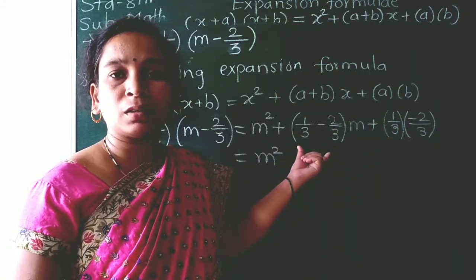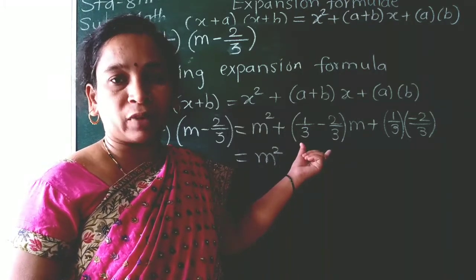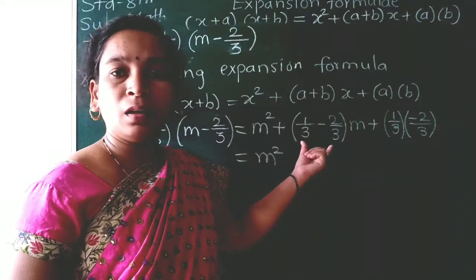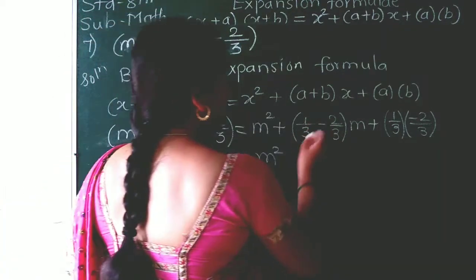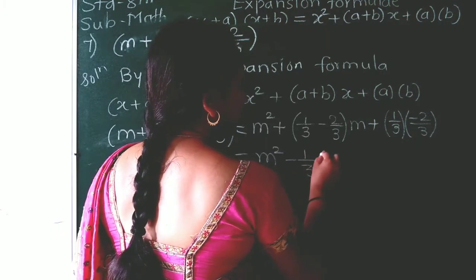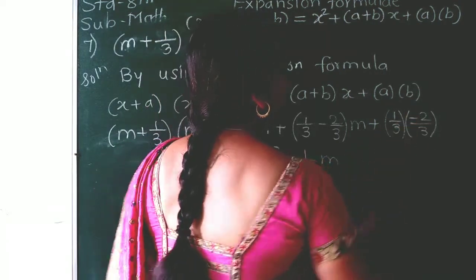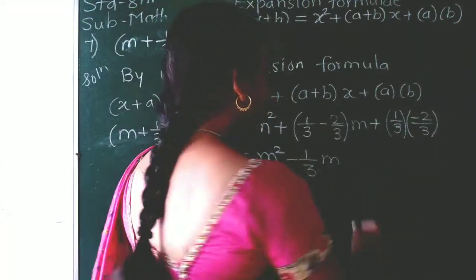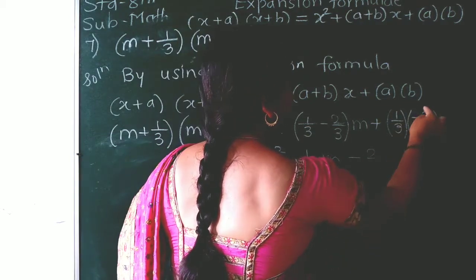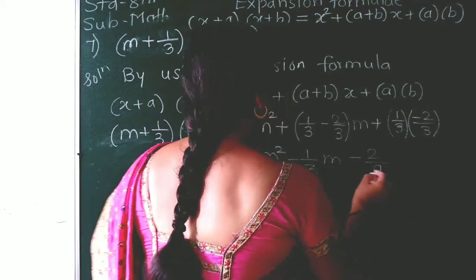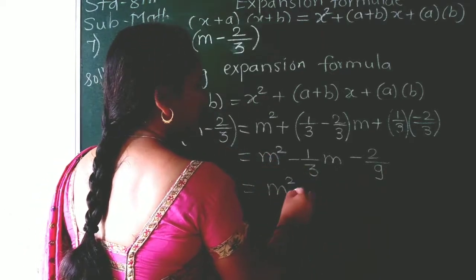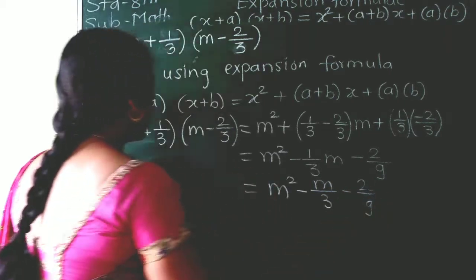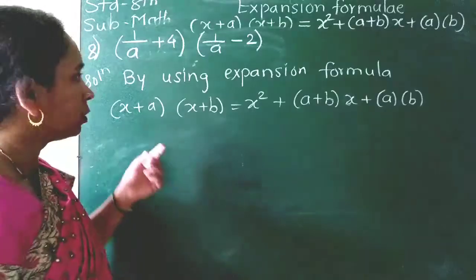But if the denominators are not the same, if they are not like fractions, then you have to convert them to like fractions first and then add or subtract. So here you will get minus 1 upon 3m. Product of this, here we have to multiply numerator with numerator, denominator with denominator. You will get the answer minus 2, 2 1s are 2 and here 3 3s are 9. So I'll get the answer m square minus m upon 3 minus 2 upon 9. So this is the product of these two terms.